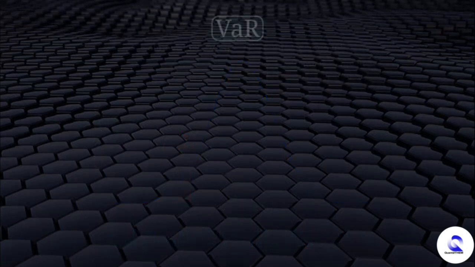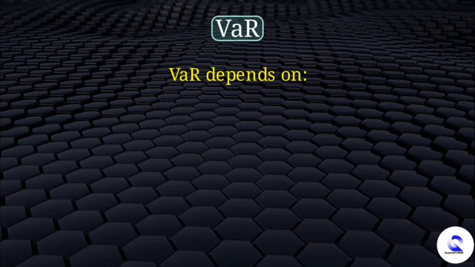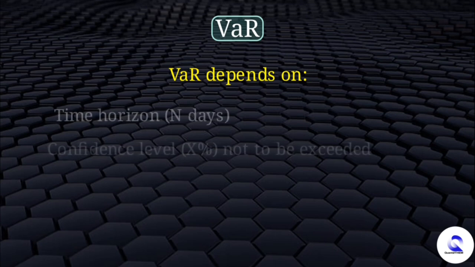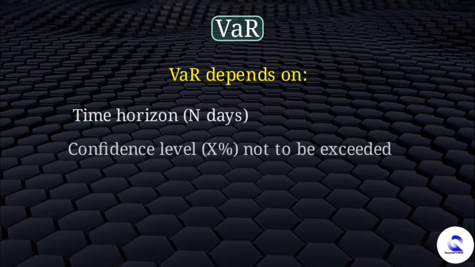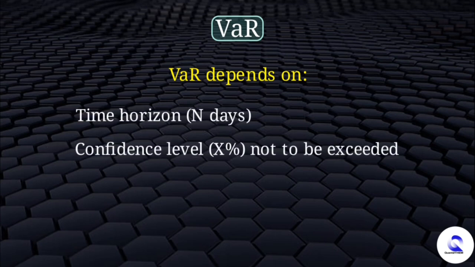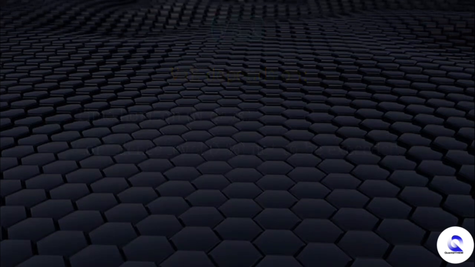Two critical inputs determine the value of VAR. First, the time horizon, how many days into the future we are assessing risk. And second, the confidence level, often 95% or 99%, which tells us how sure we want to be that losses will not exceed a certain amount. Together, these parameters shape the threshold for what we consider worst-case loss.